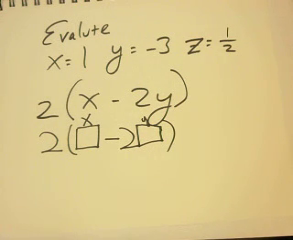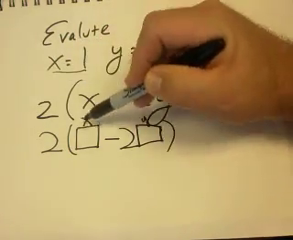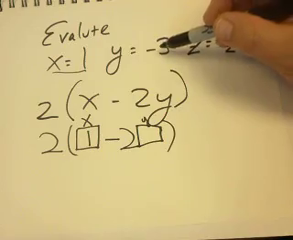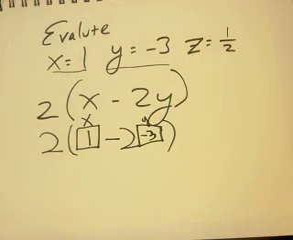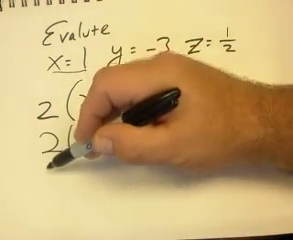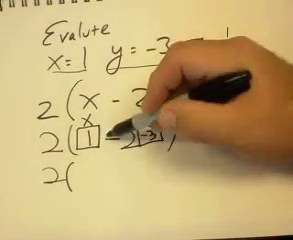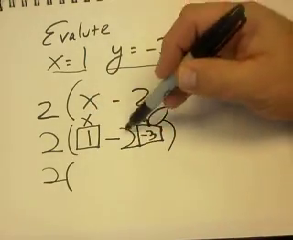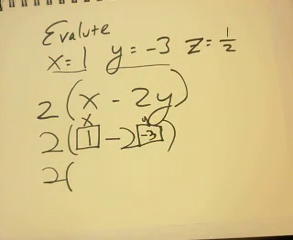So now that I've made the boxes, all I need to do is plug. In my x box, x is equal to 1, so I'm going to plug my 1 there. In my y box, y is equal to negative 3, so I'm going to place that in there. Okay, so let's deal with what's inside the parentheses first. So I'm going to bring this down, 2 times whatever's in the parentheses. I've got multiplication, I have subtraction. Dear Aunt Sally tells us to multiply first. So I've got a negative 2 times a negative 3.